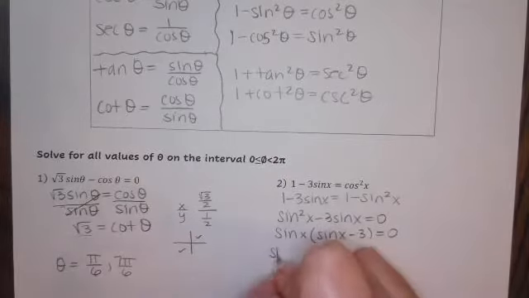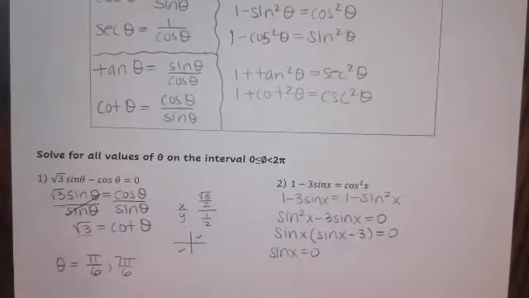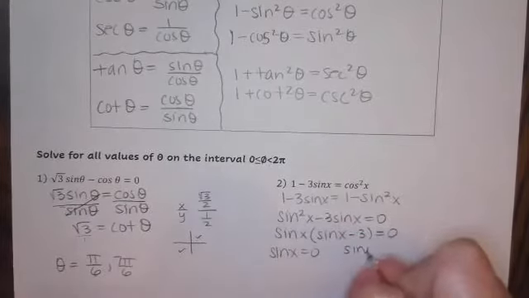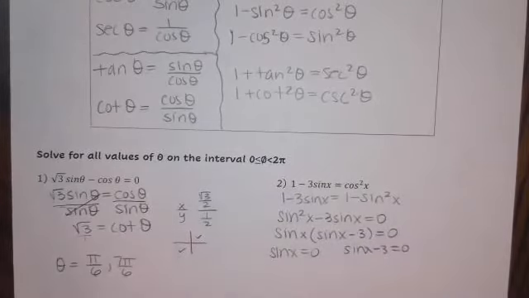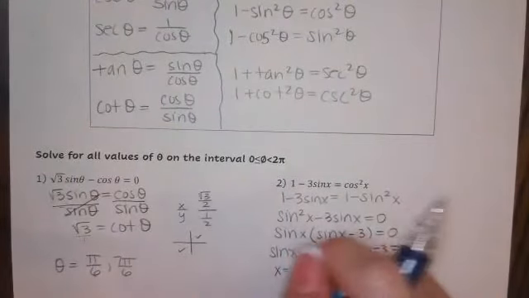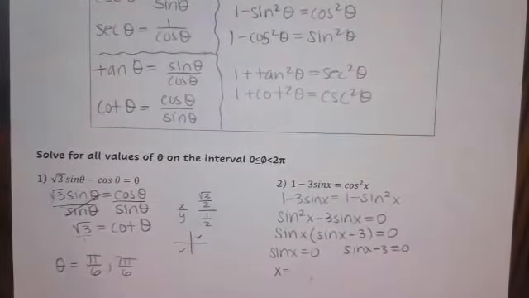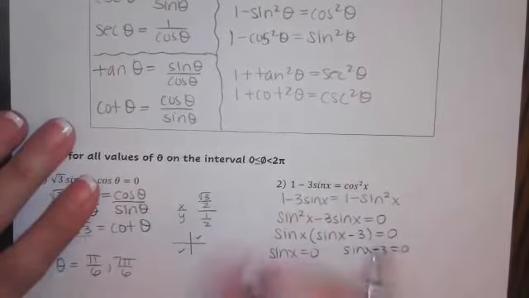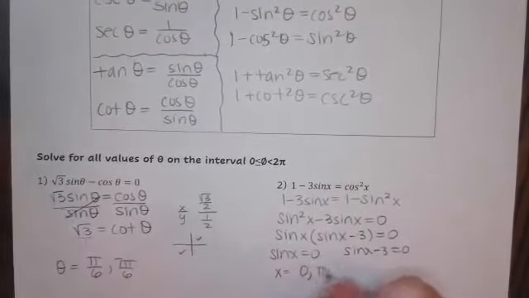Now we're ready to set each one equal to 0. So I set sine of x equal to 0 and sine of x minus 3 equal to 0. Sine x equals 0. The only places where the y is 0 is at that 90 degrees, so that's pi over 2, and at 0, the y value is 0 at 0. And at pi. That's where our y value is 0.